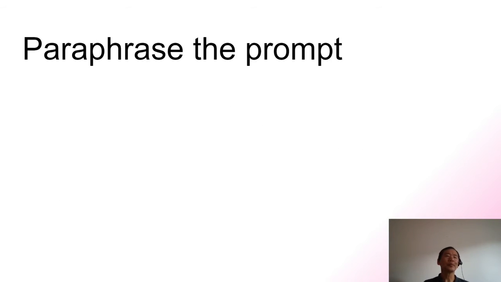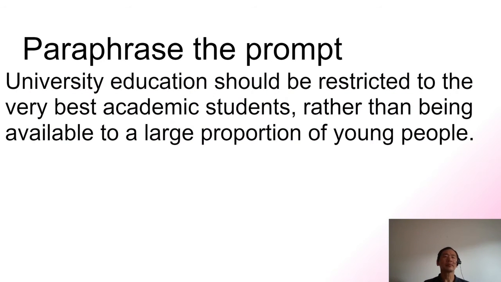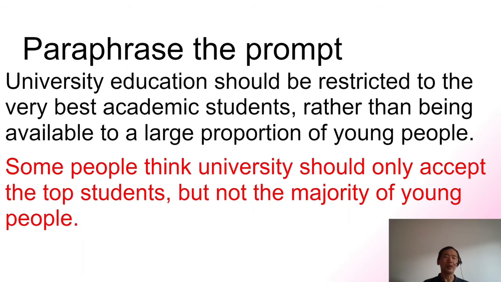Step 2. Paraphrase the prompt. In this step, you use your own words to restate the question. The university education should be restricted to the very best academic students rather than being available to a large proportion of young people. Some people think university should only accept the top students, but not the majority of young people. This is just the example. There are many variations of the paraphrase.